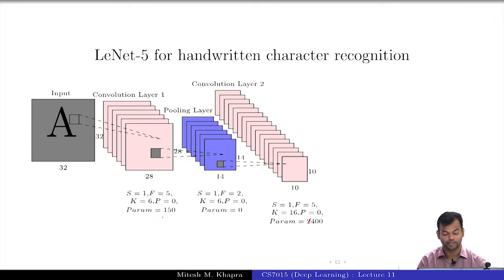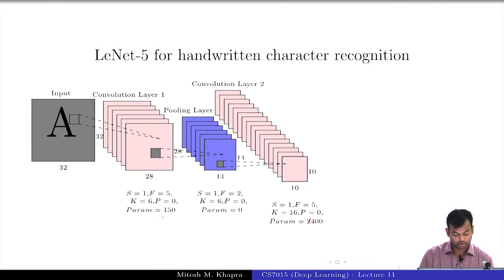Oh no, there the depth was 1. How did you get 2400? We forgot about the depth. So each of these filters is 5 cross 5 cross depth. What's the depth? 6, the same as the input. So each of these filters is 25 into 6, which is 150 into 16. Yeah, okay. Fine. Is that okay? Did I confuse you or is everyone back on track?